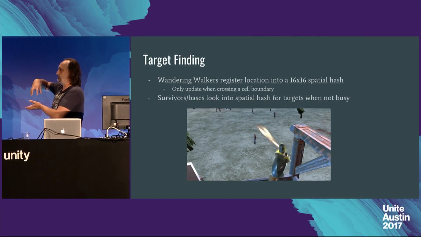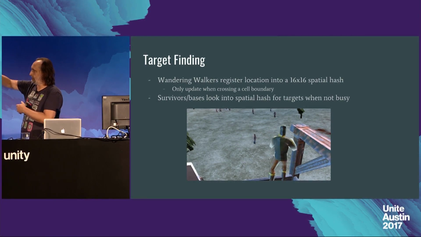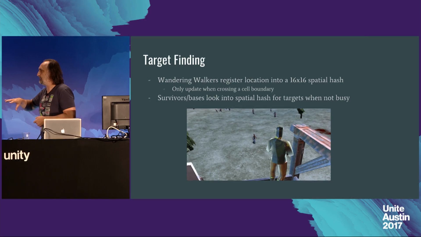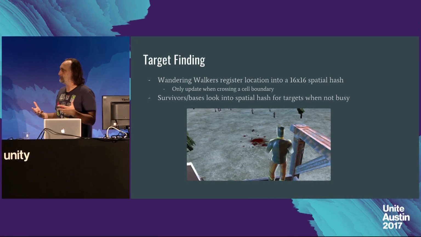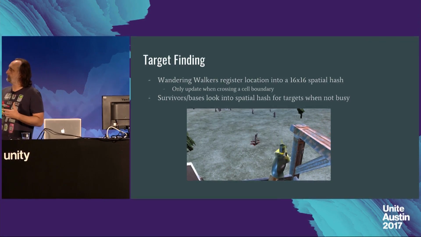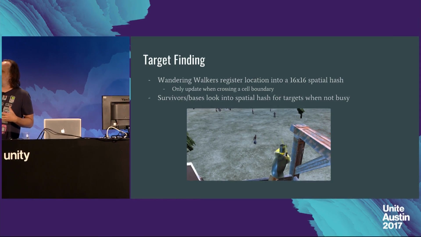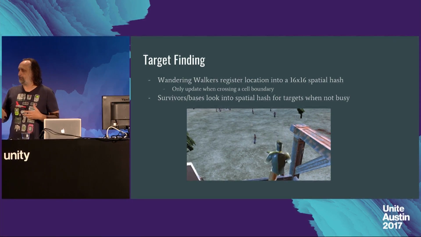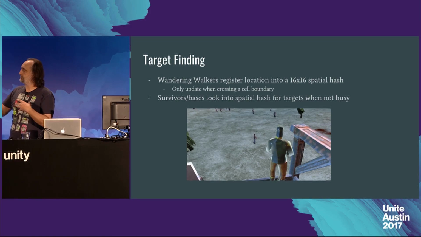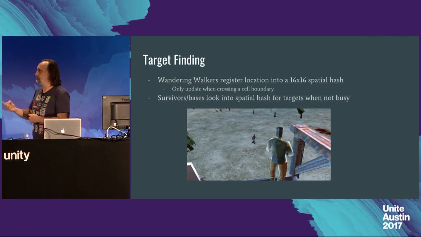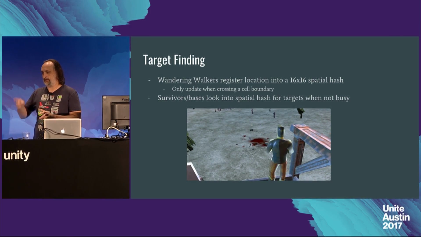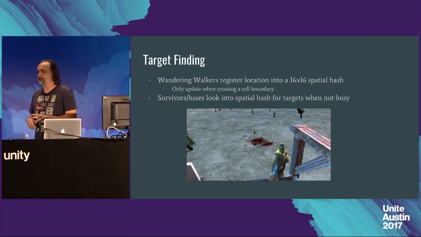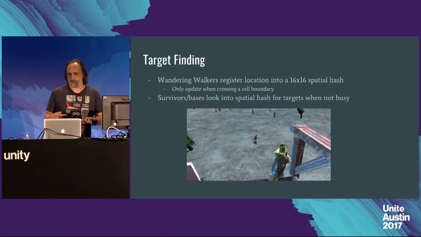And so we have guys in the player bases, and this is obviously way closer than you'll ever really see them. But they will sit and they'll shoot walkers when they're not busy fighting other players. And so as these walkers wander around, when they cross one of those block boundaries, the 16 by 16 subdivision block boundaries, they'll update themselves as being in a different cell of that, and then the survivors can just look at the neighboring cells in the spatial hash and very quickly look up and find if there's walkers to shoot and shoot them.